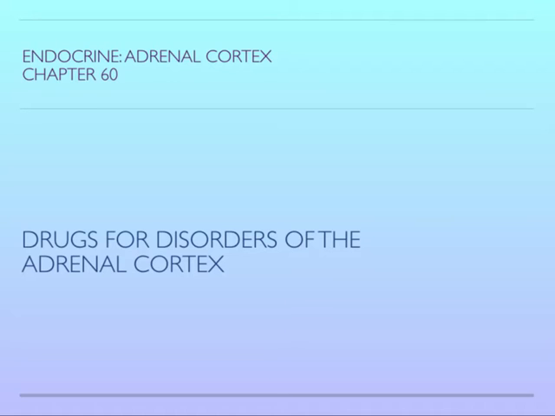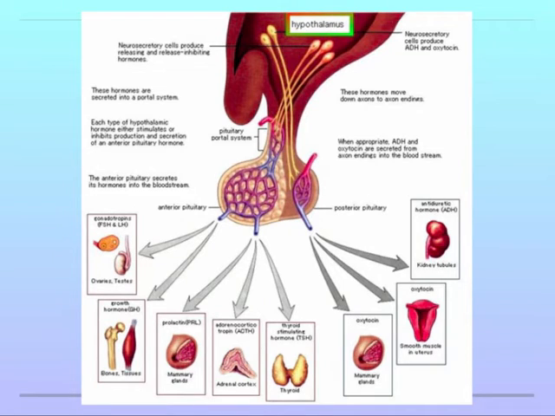So this lecture is going to correlate with Chapter 60, which is another part of the endocrine system, and it will cover drugs that affect the adrenal cortex. So let's first take a look at the hypothalamus and pituitary gland again. If you look up here, you can obviously see that there's the hypothalamus, the pituitary, and the anterior pituitary also has one effect that affects the adrenal cortex. So that's what we're focusing on today.